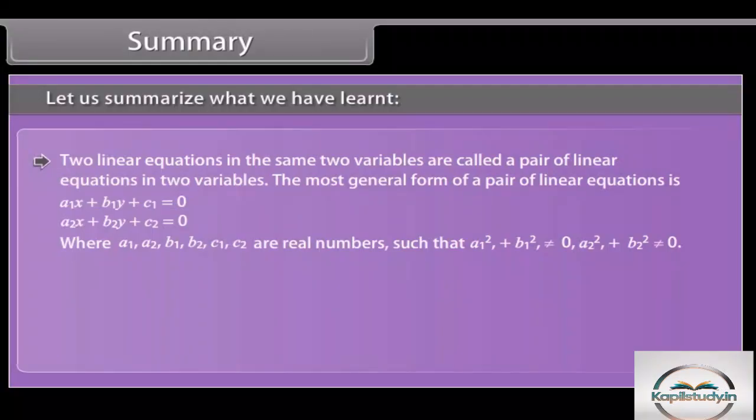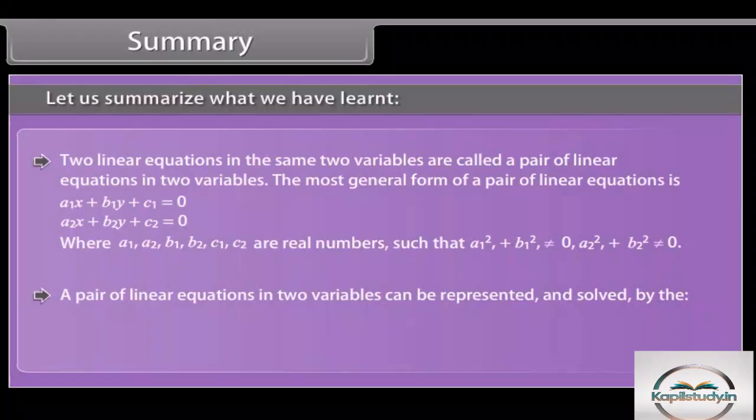such that a1² + b1² is not equal to 0, and a2² + b2² is not equal to 0. A pair of linear equations in two variables can be represented and solved by the 1. Graphical method and 2. Algebraic method.